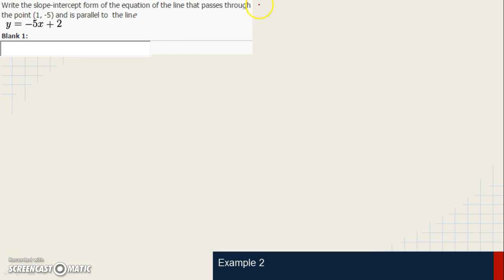And now, because we understand the process, we can move a little bit quicker through this example. Again, the problem is asking us to create an equation for a line that has this point, 1, -5 on it, and is parallel to this line right here. So if we're creating an equation in slope-intercept form, we need to figure out what our slope is, and what the y-intercept is.